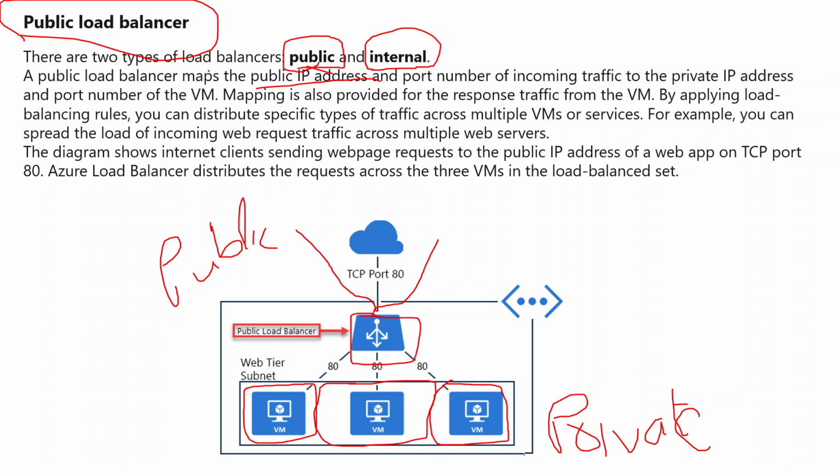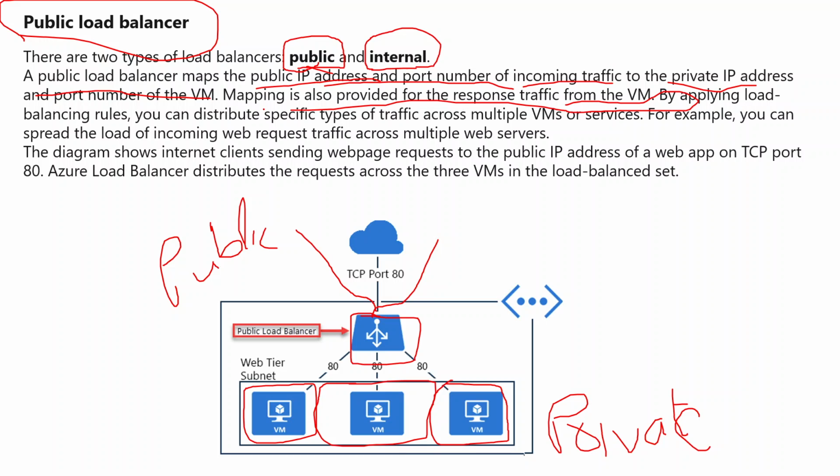So a public load balancer maps the public IP address and port number of incoming traffic, that is nothing but the traffic that you are initiating, to the private IP address and port number of your respective VM. That is the same as we have mentioned here. Mapping is also provided for the response traffic from the VM. So this mapping will also be done for the response traffic.